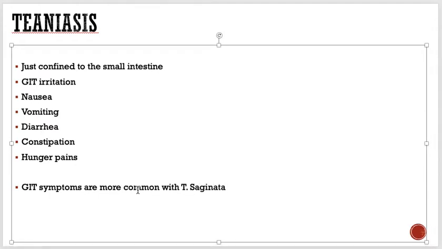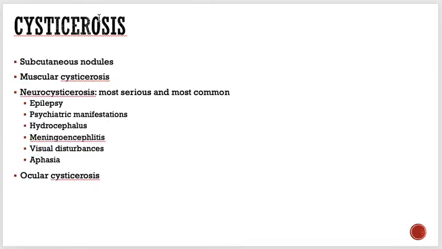Which means Taenia saginata gives more of the GIT symptoms, but Taenia solium gives less of these symptoms. But Taenia solium can cause a more dangerous type of condition, which is cysticercosis, right? These cysts are formed by metacestodes, or you can say the larva stage. Whenever this occurs, there will be an inflammatory response to control the parasite growth, and it may take months to develop.